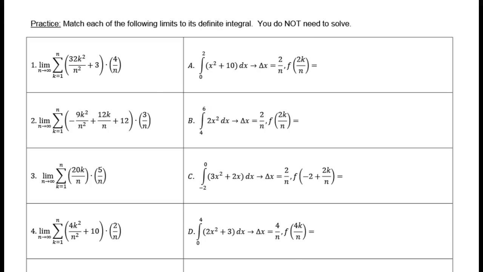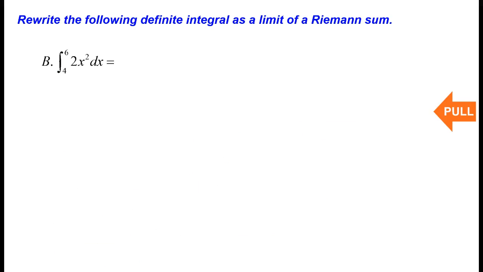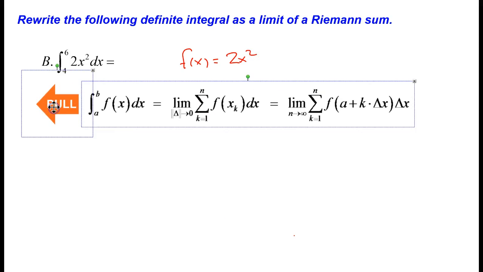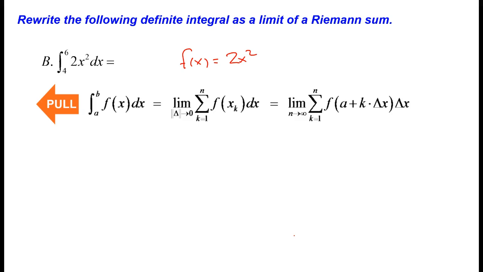Let's do another example. Here we go. This is actually example B. We have the definite integral from 4 to 6 of 2x squared dx. f of x for this guy is 2x squared. Again, I'm going to pull this out here because this is actually what we're trying to do: rewrite the definite integral as the limit of a Riemann sum.